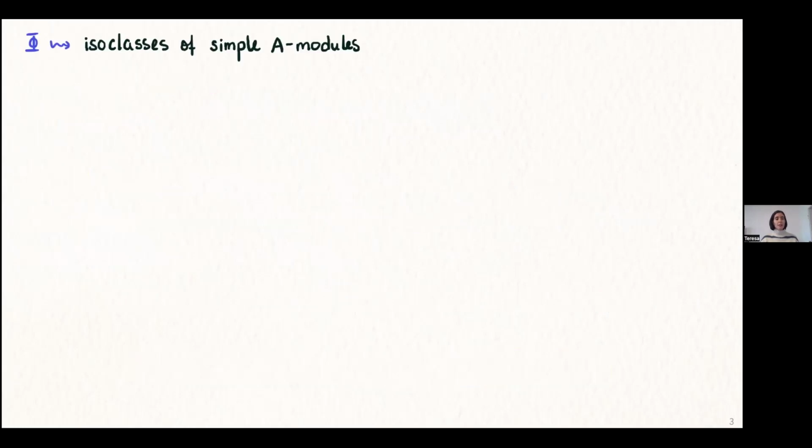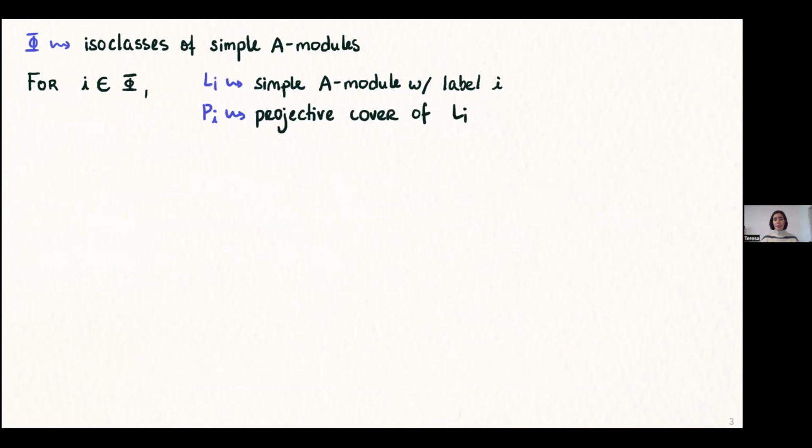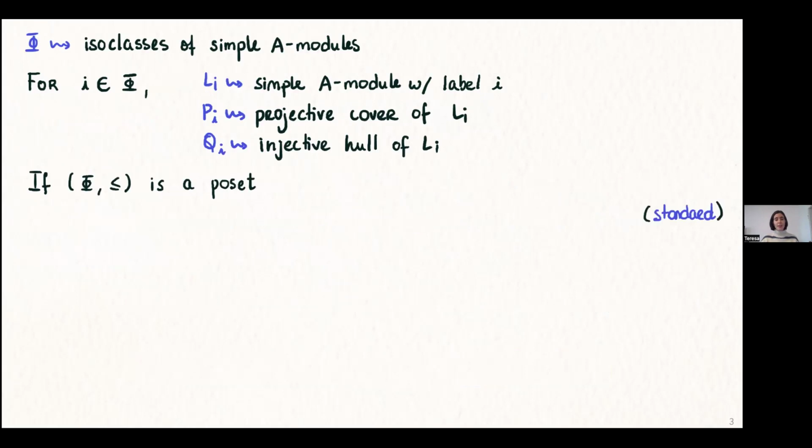And for that, we need to fix a set phi, which is going to denote the isoclasses of simple A modules. For every i in phi, as usual, we are going to denote by L_i the simple A module with label i, P_i is going to be the projective cover of L_i, and Q_i is going to be the injective hull of L_i. If phi is then endowed with a partial ordering, then we can define the notion of a standard module and also that of a costandard module.